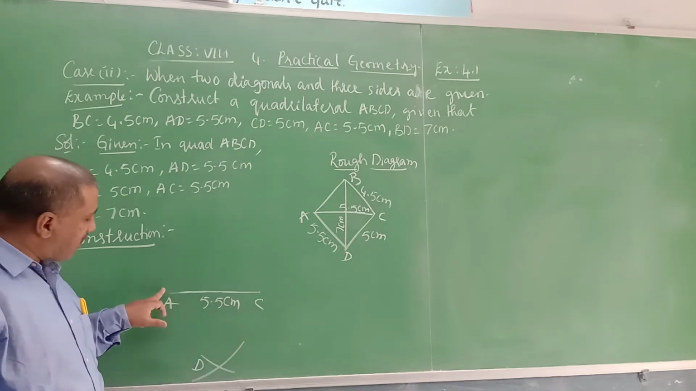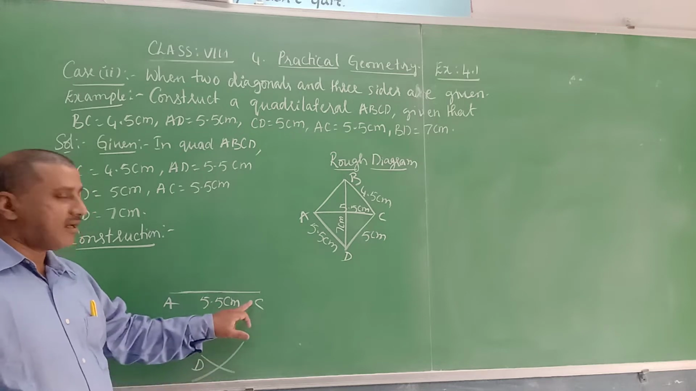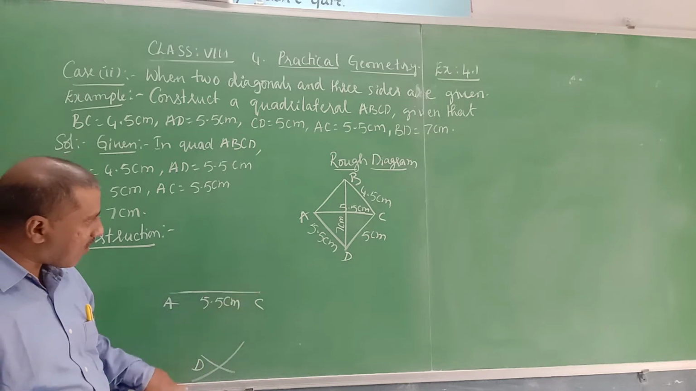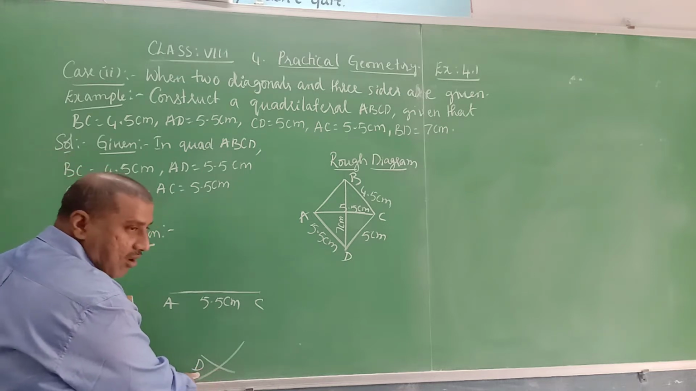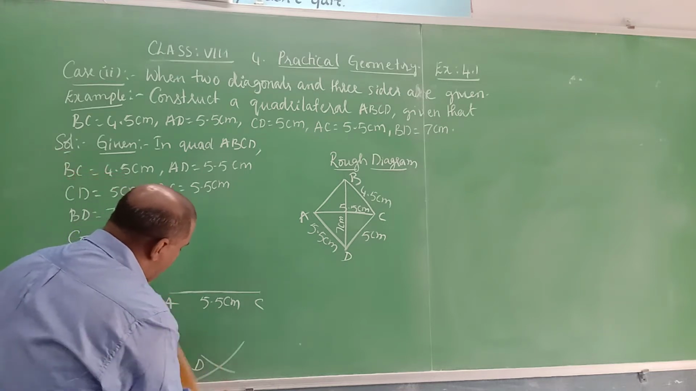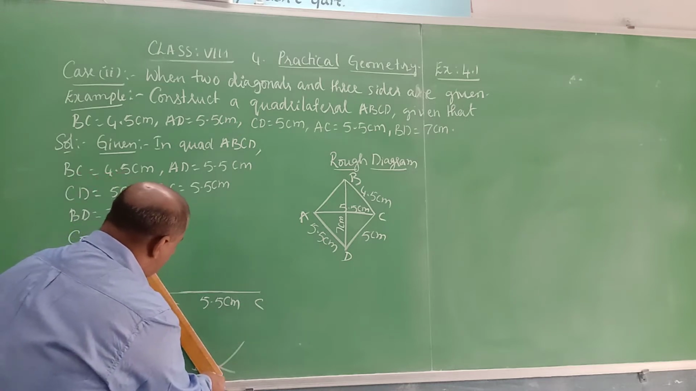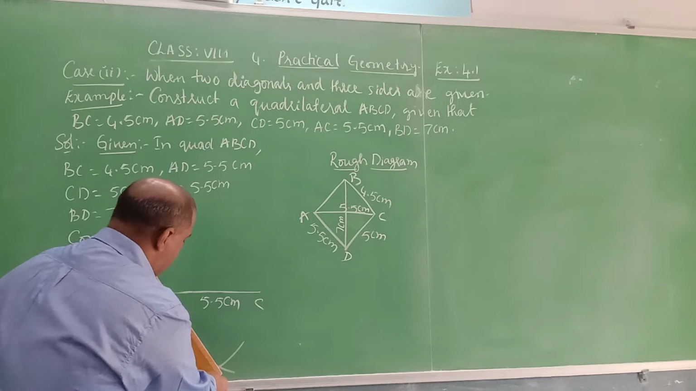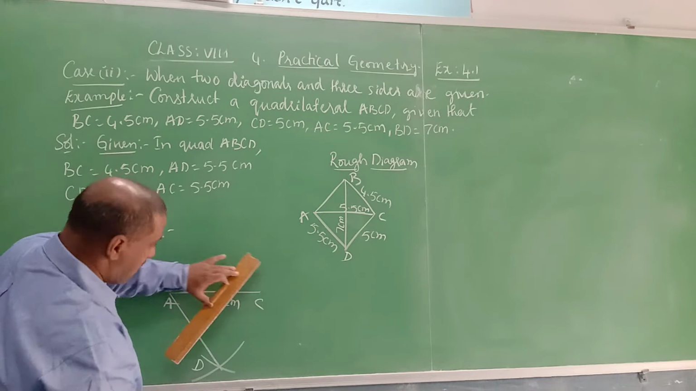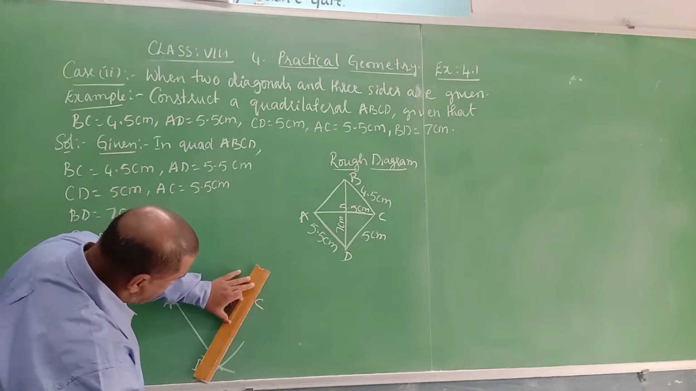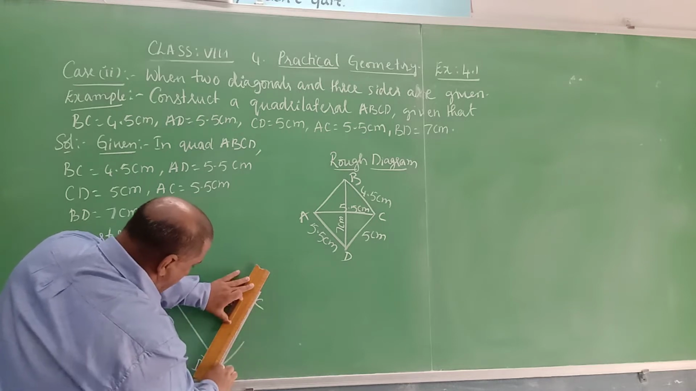Second step, from point A, draw an arc of radius 5.5 centimeters. And third step, from point C, draw an arc of radius 5 centimeters, which means join AD and CD. Join AD and CD. Like this. Now we have to locate point B.